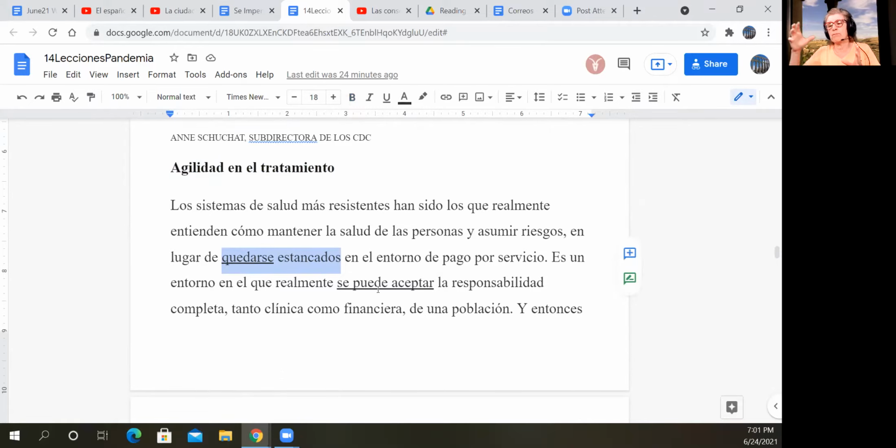Quedarse, when we pair it up with a description, changes the meaning a little bit. And there, quedarse is talking about a state of change, like what we studied more recently. And estancados would mean be stuck. So instead of becoming stuck, here quedarse is become. Instead of getting stuck or becoming stuck in pay for service, that's what they're talking about here.